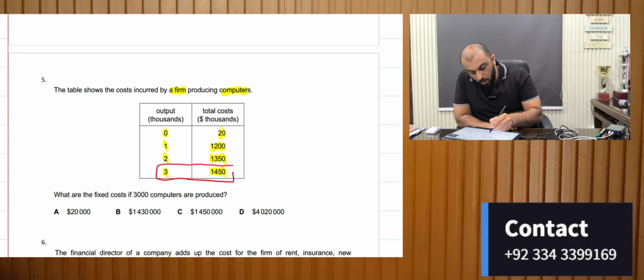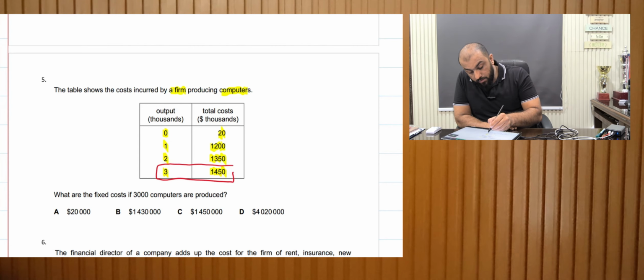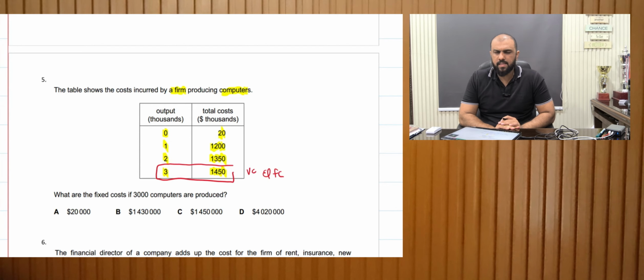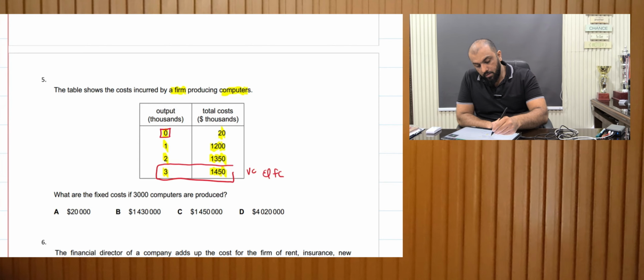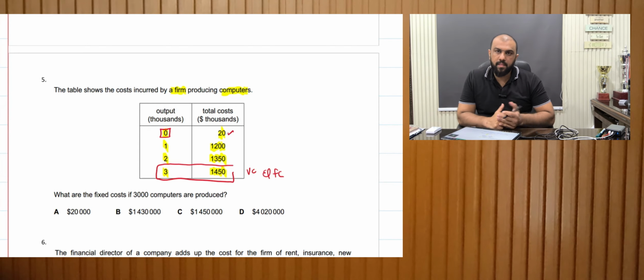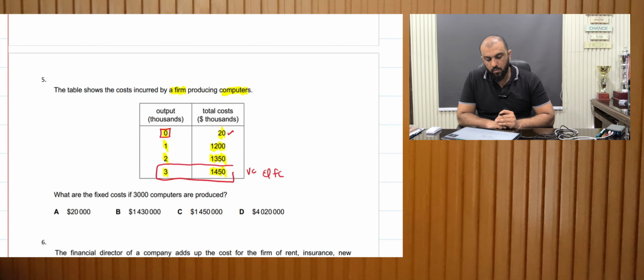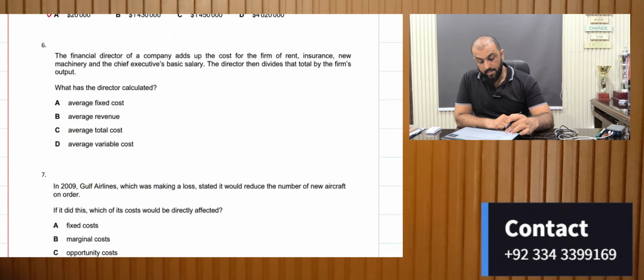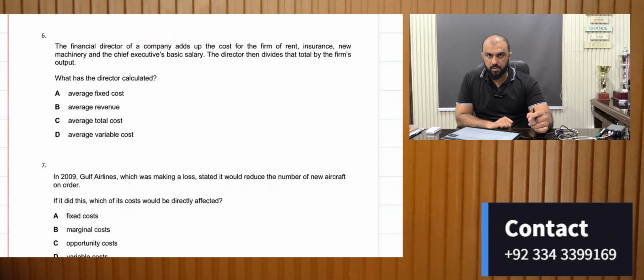So out of 1450, we have variable cost and we have fixed cost. How are we going to identify the fixed costs? Well, there are two methods. The first method is extremely simple. When we are producing 0 units, we are still paying rent, and that is our fixed cost. So that is one way of identifying it. So it's 20 and it's in thousands, so it's 20,000. Okay, let's move on to the sixth MCQ.